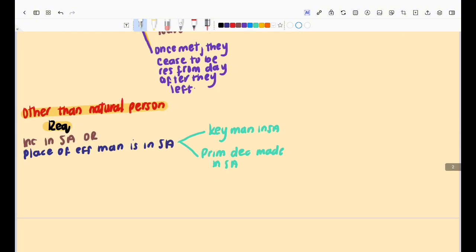And then for other than natural persons, so for companies, for instance, you must have a place of effective management in South Africa. So place of effective management is where key management is, right, and where primary decisions are made. So if you are a firm, we'll look at where your main company is, right, and where these key decisions about your company are being made. Are they being made in South Africa, or are they being made in the UK, for instance? If they are being made in South Africa, then you're a resident of South Africa, right?